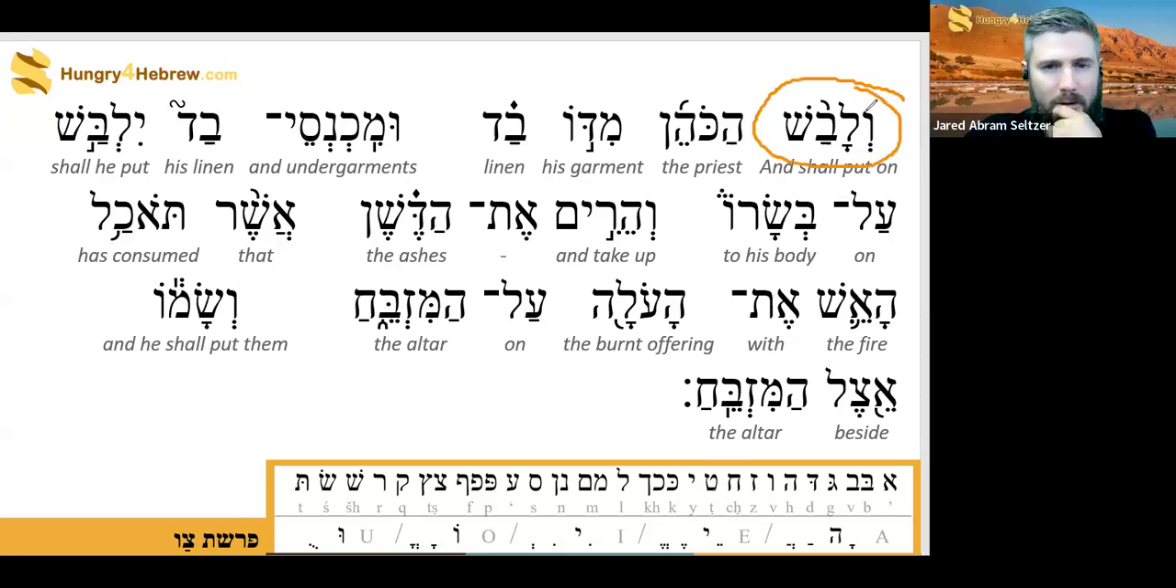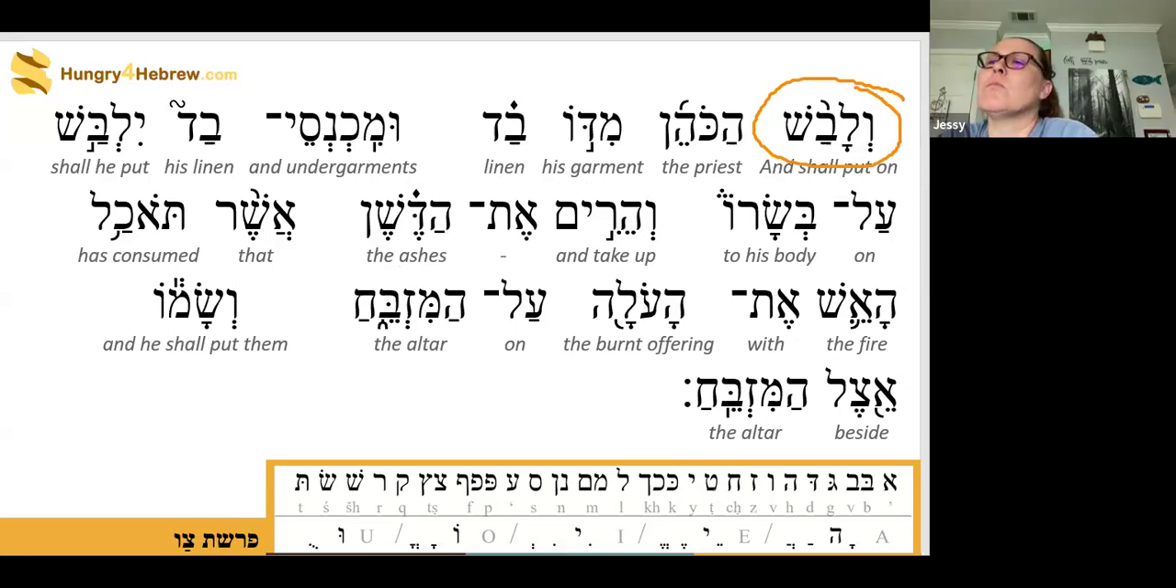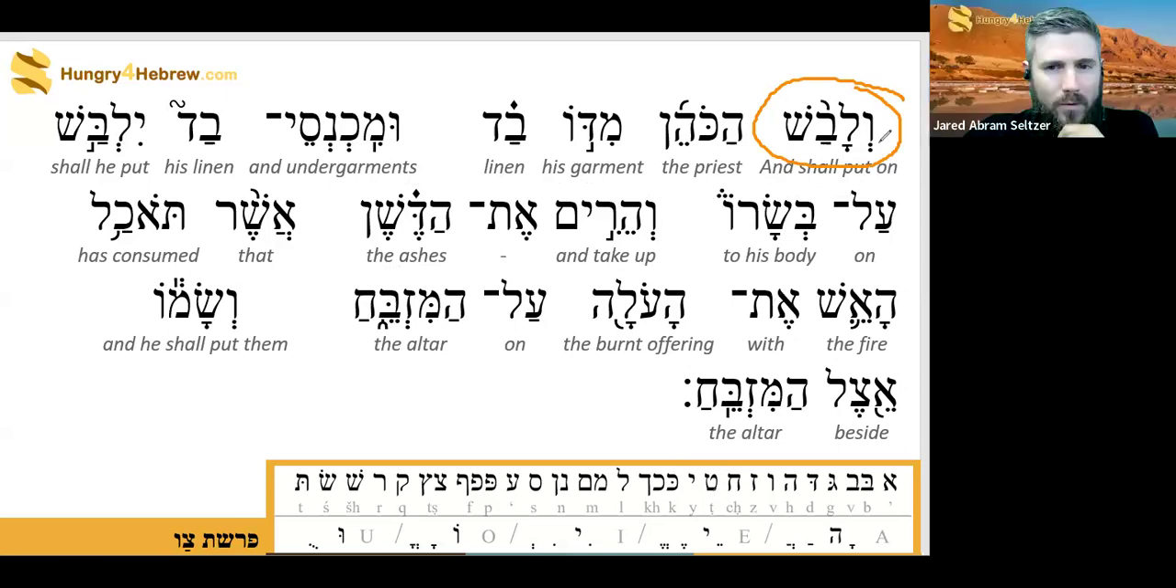What form is this verb? Vekatal. So that's why it's being translated as a future tense, lavash, to wear clothing. Velavash, he shall wear, he shall put on. Hakohen, the priest. Midovad.